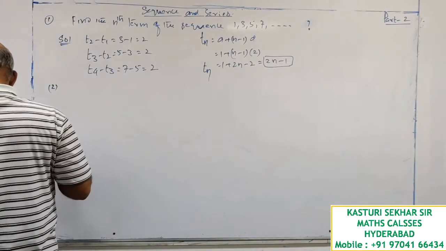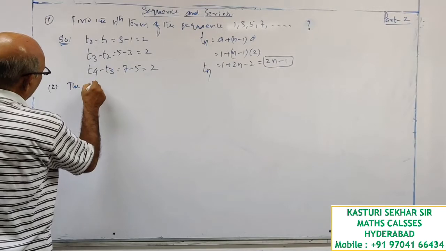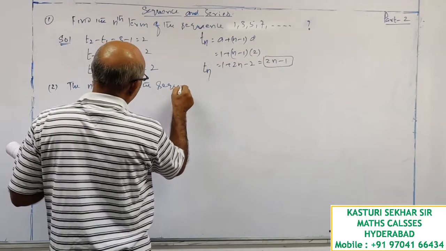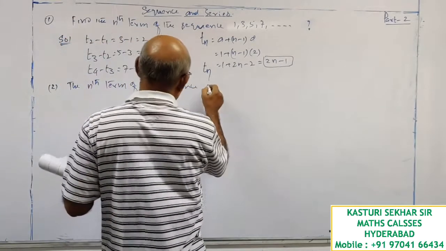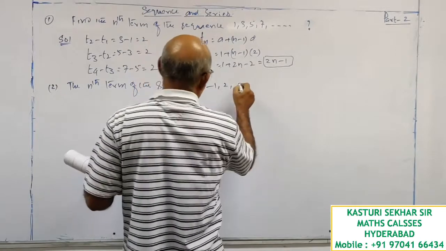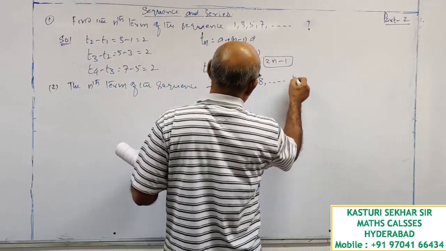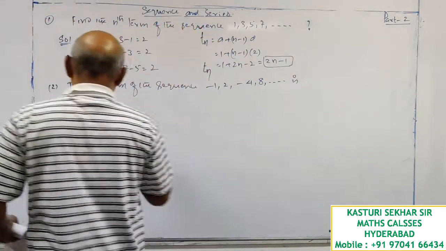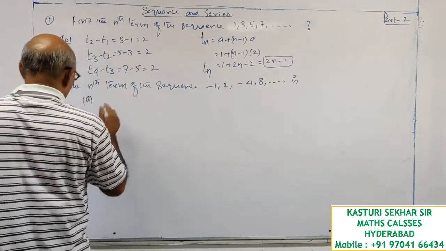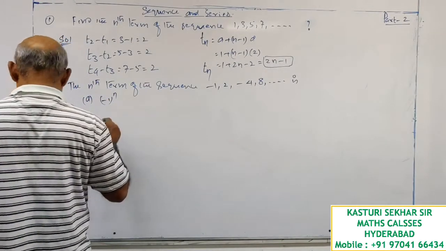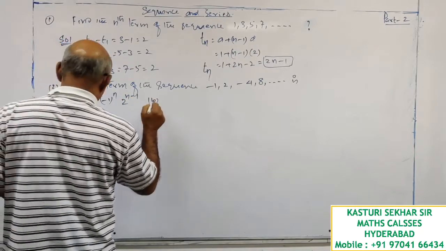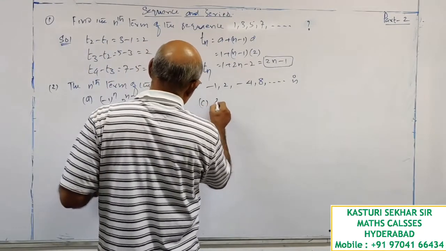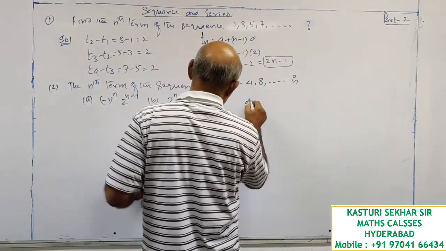Let us see question number 2. The nth term of the sequence minus 1, 2, minus 4, 8, etc. is. Let us see option A, minus 1 whole power n into 2 power n minus 1. Option B, 2 to the power n minus 1. Option C, 2 power n. Option D, none of this.